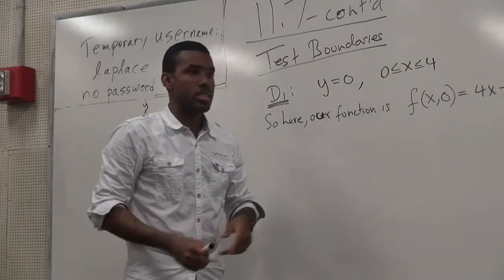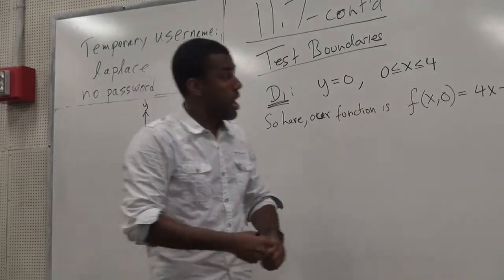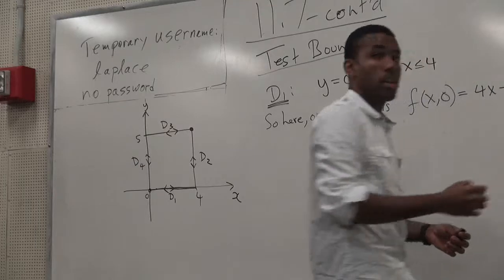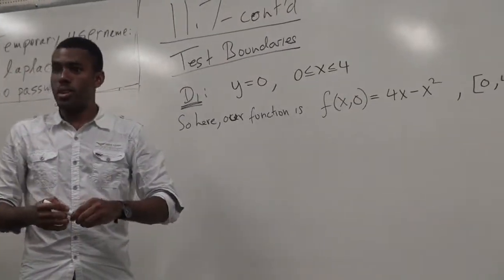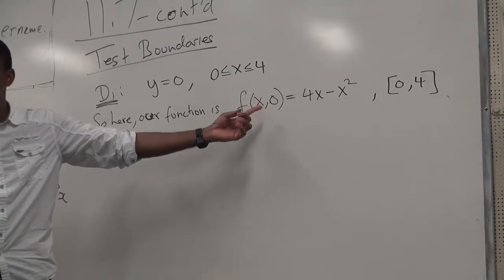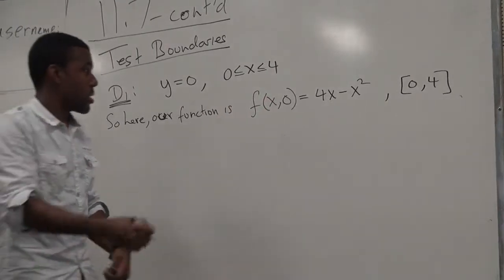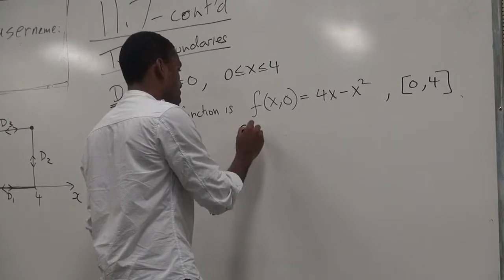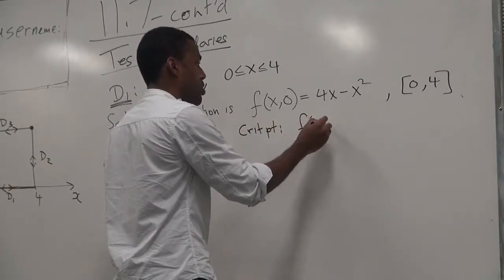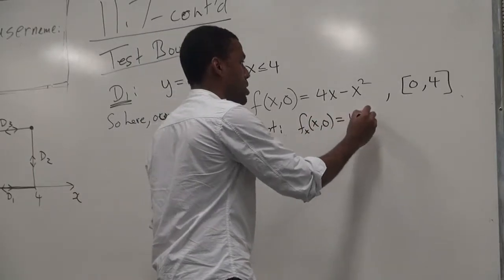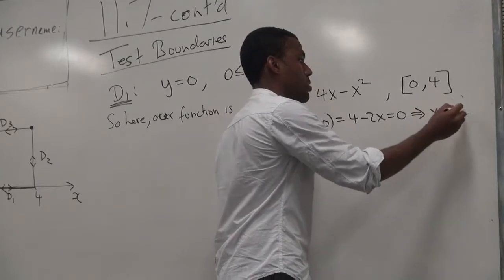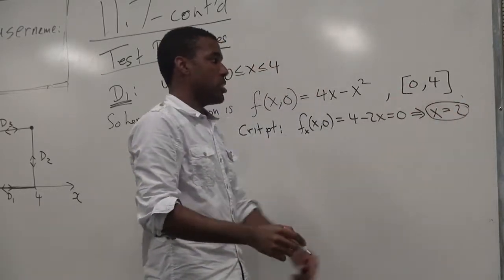And notice that this is now a single variable function, and moreover, you know an interval that you want to test it on. Now it's a Calc 2 problem. Find the absolute max on this region. That's what I'm going to do. So critical points: I take the derivative with respect to x, I get 4 minus 2x, set that equal to 0. This means that x equals 2, which is in that region.